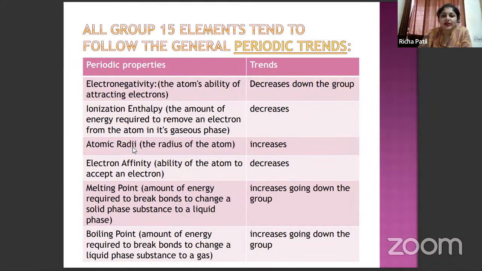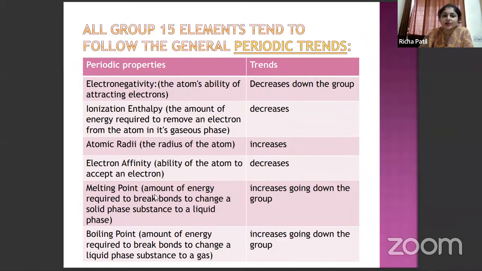Then atomic radii goes on increasing. As you go down the group, the atomic size goes on increasing as there is addition of a new subshell, so atomic radius increases down the group. Next, electron affinity. What is electron affinity? It is the ability of an atom to accept an electron. This also goes on decreasing down the group.